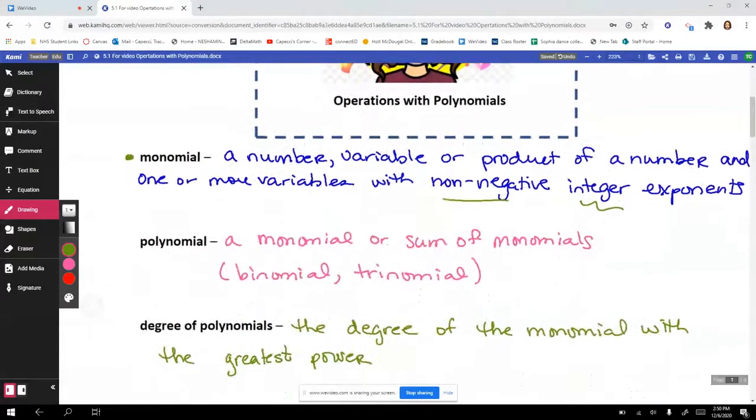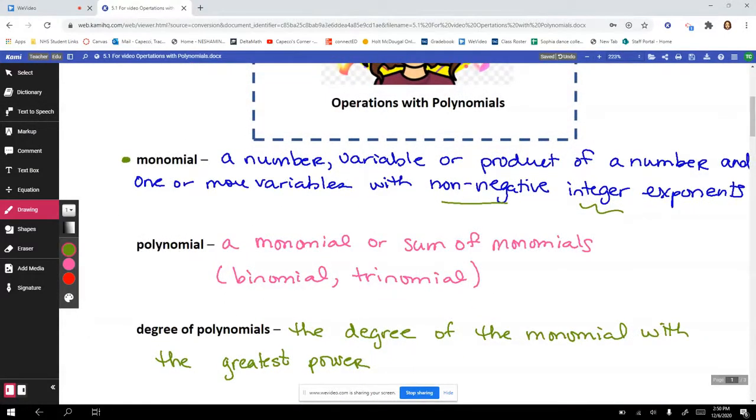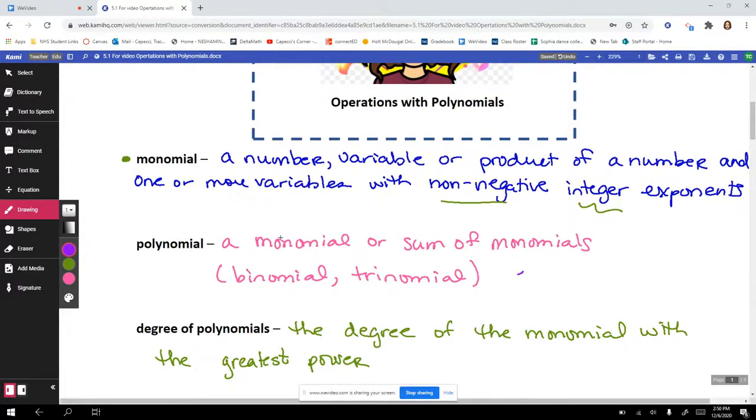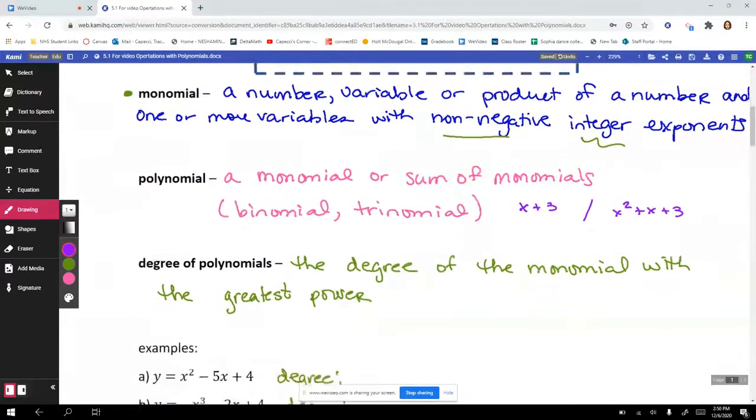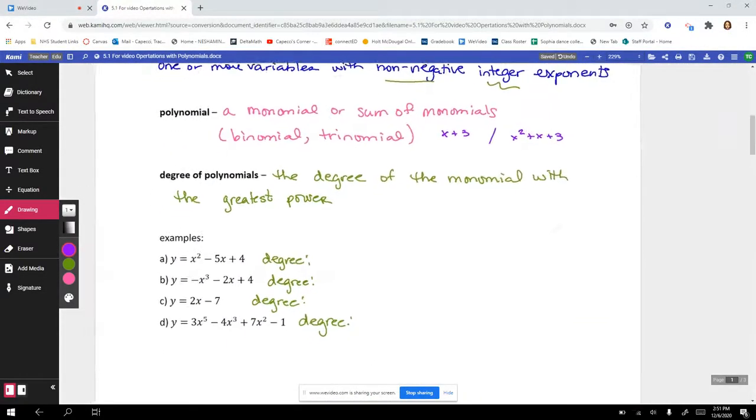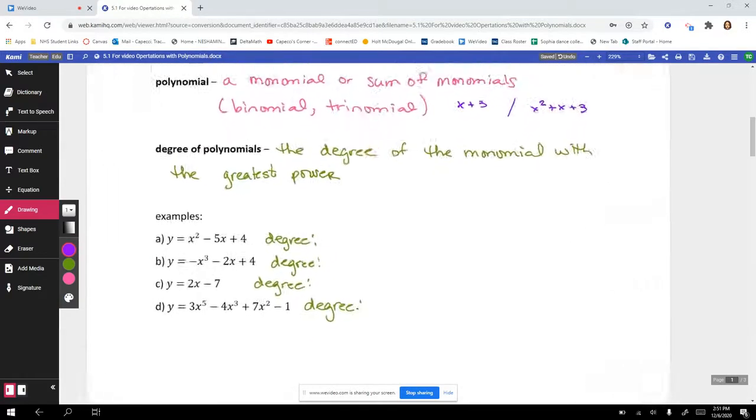Now, a polynomial is a monomial or a sum of monomials. So, for instance, a binomial is a polynomial with two terms. That's a binomial. A trinomial has three terms. So it looks something like that. Now, the degree of a polynomial is the degree of the monomial with the greatest power. So we're going to look at some examples.